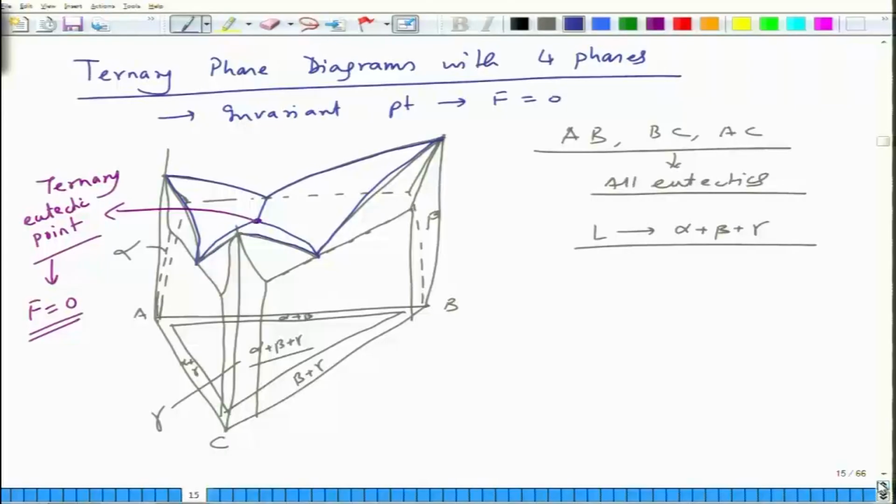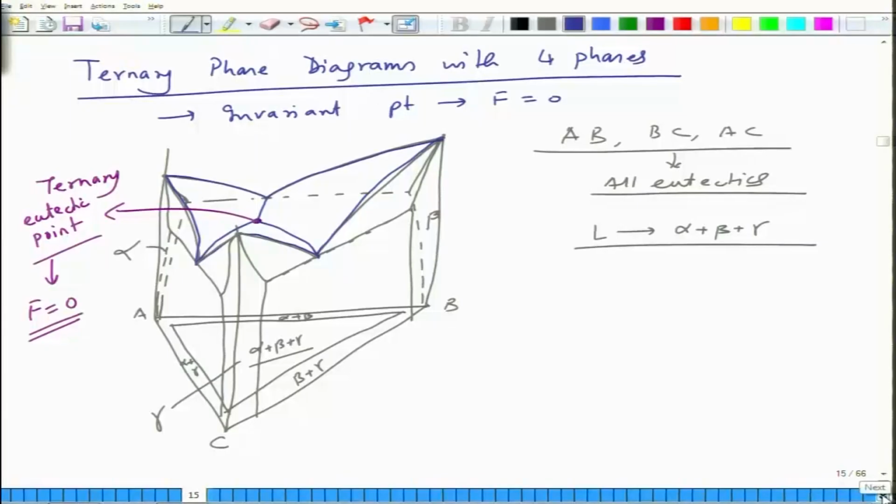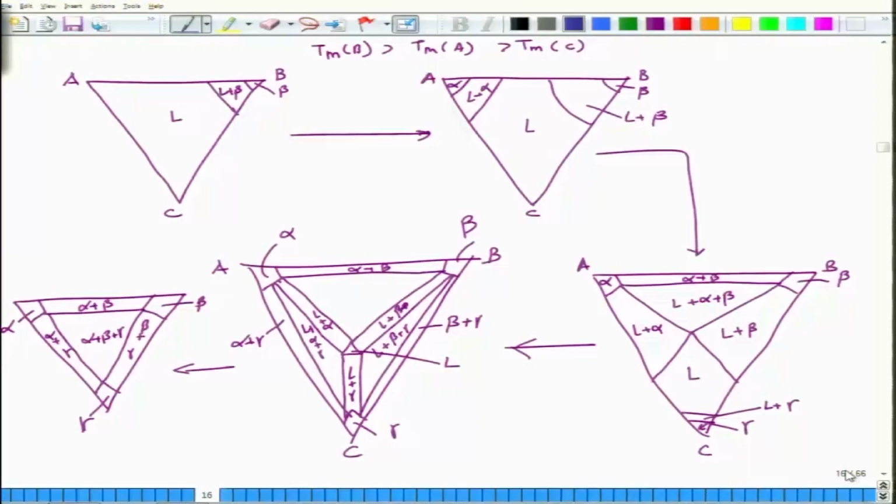This is the end of this particular content on ternary phase diagrams, in which we have looked at ternary phase diagrams with 4 phases. So we drew 3 eutectics, and by putting the 3 eutectics together, there is a ternary eutectic point at which the degree of freedom is equal to 0, and what that basically implies is that it is an invariant point at which 4 phases coexist. This is a peculiarity of a ternary system as against a binary system, where for an invariant reaction you can have a maximum of 3 phases with no degree of freedom, and this is how the phase evolution takes place.